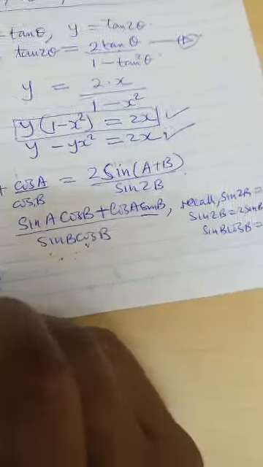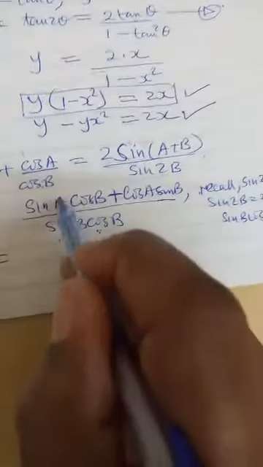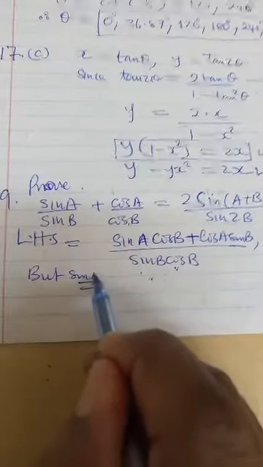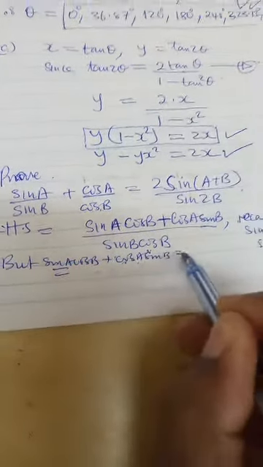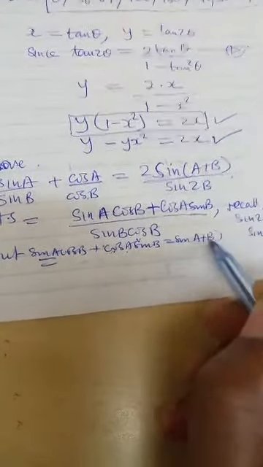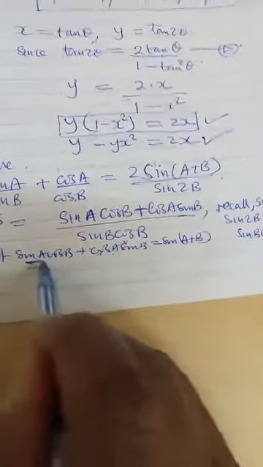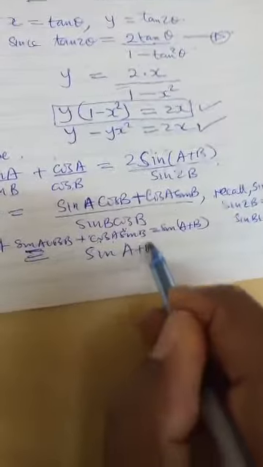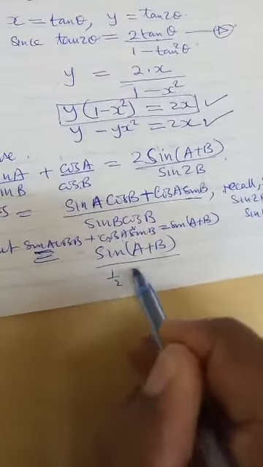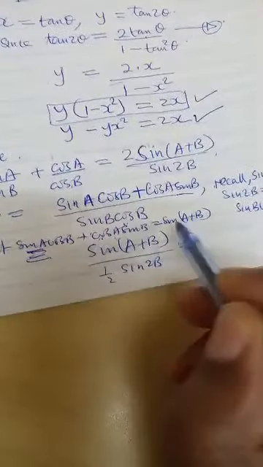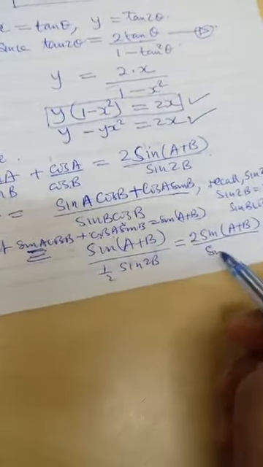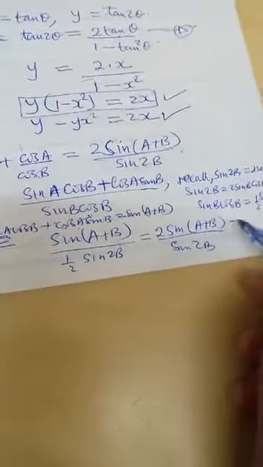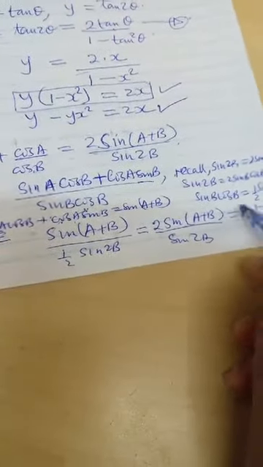This number is already complete. If we look at the numerator, it is complete. So we should be able to simply say that sine A cos B plus cos A sine B, we have noted, is the same as the sine of that expansion. So if we substitute for it, we shall have sine of A plus B over a half sine of 2B. In this a half will raise to give us this, over sine of 2B, which we will simply say is equal to the right hand side as required.